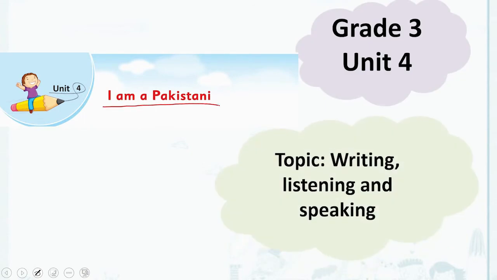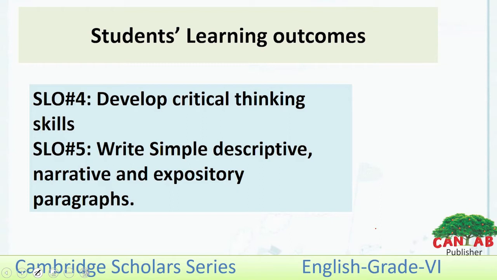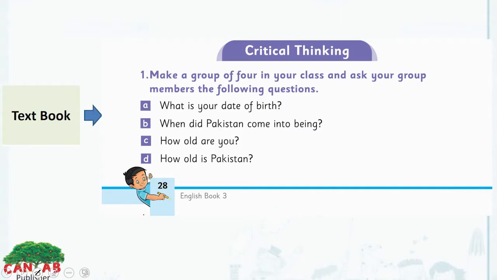I am a Pakistani. Our topic is writing, listening and speaking. SLOs of this lesson are: develop critical thinking skills, write simple descriptive, narrative and expository paragraph. Page number 28 of your textbook, the critical thinking. Make a group of 4 in your class and ask your group members the following questions.